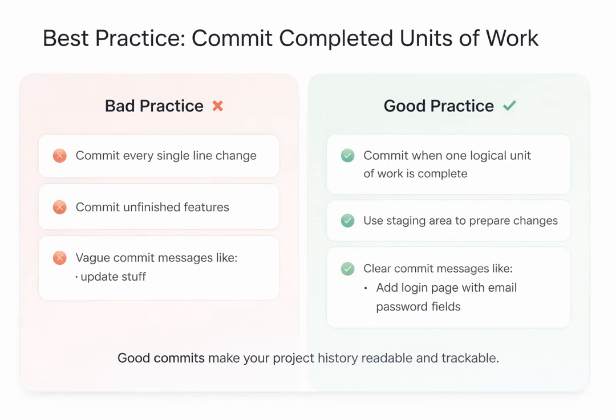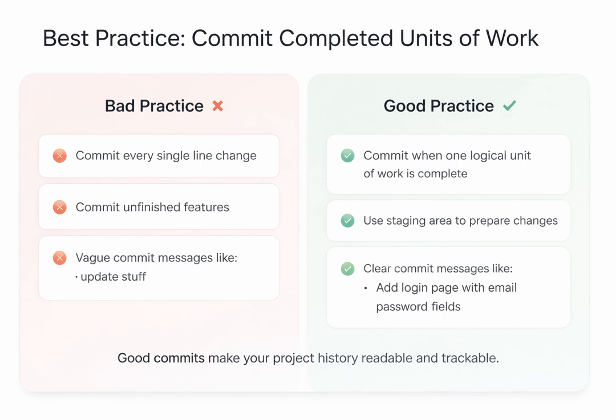Commit completed units of work, not every tiny change. Think of a commit as a checkpoint that says, I finished this one thing. You can use the staging area to collect your changes as you work, but only actually commit when a logical piece of work is done. For example, don't commit after writing one line of HTML. Commit after you've finished building the entire login form.